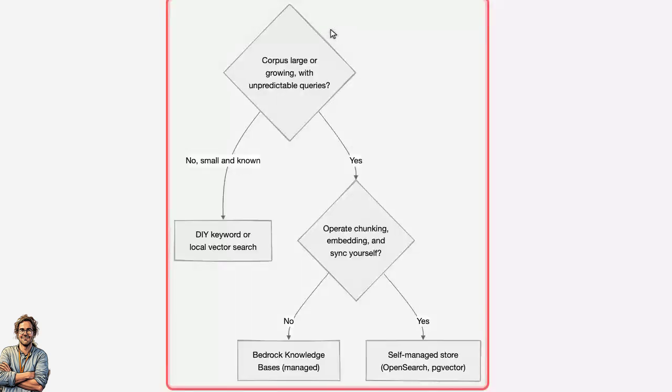Here's a rough decision tree. The axis is corpus size, query volume, and how much of the loop you want to operate, not cloud versus not. Small and known corpus leads to do-it-yourself keyword or local search. Large or growing with unpredictable queries leads to either Bedrock Knowledge Bases if you don't want to operate the loop, or a self-managed vector store if you do.